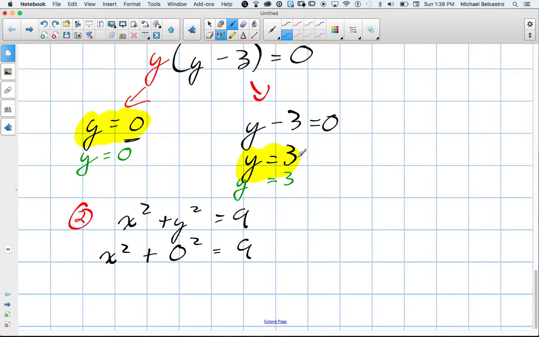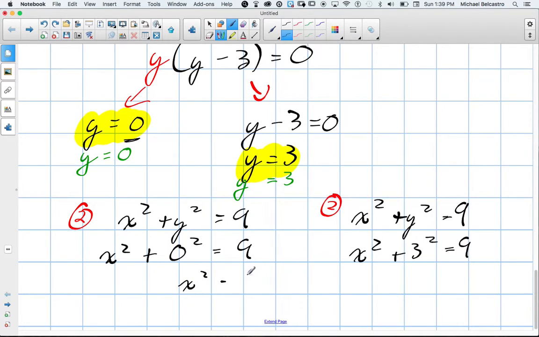And over here, same idea. I'll write the original equation, x squared plus y squared equals 9. And down here we get x squared plus 3 squared equals 9. So we replaced y with 3. 0 squared is 0, so we're going to get x squared is equal to 9.